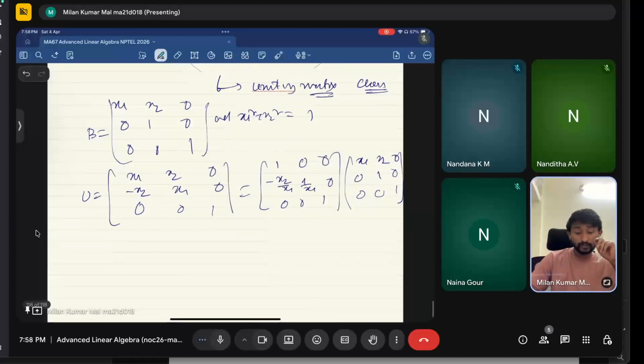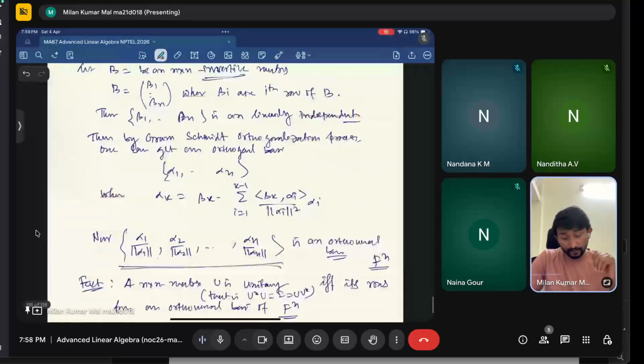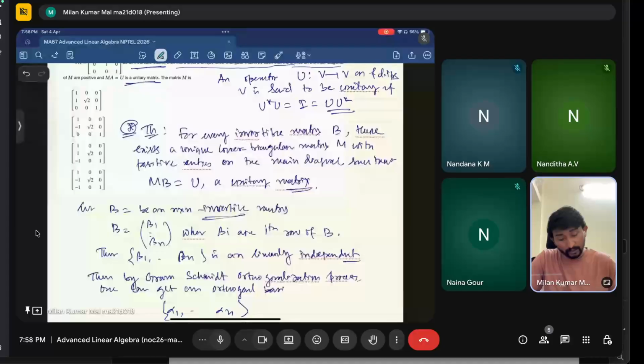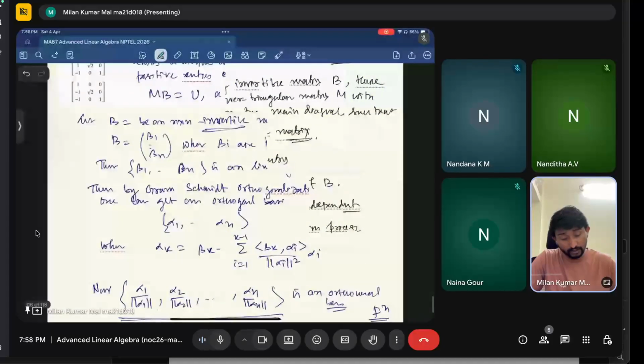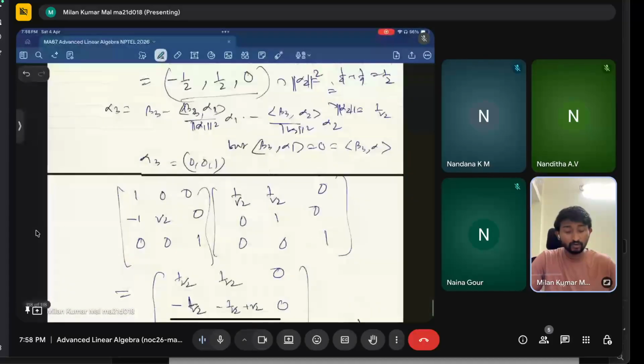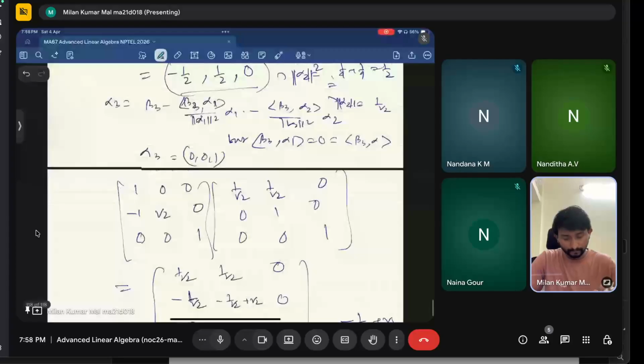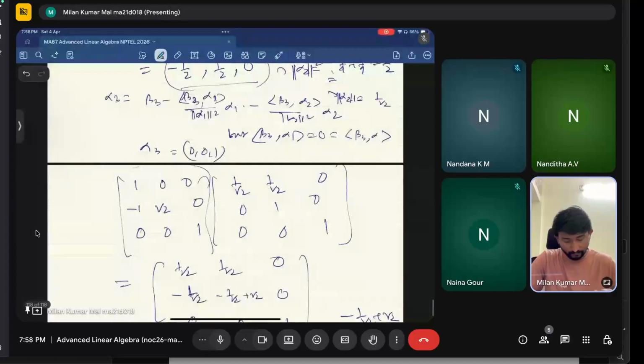So the question was to find the matrix M. In our case, the matrix M is 1, 0, 0; minus 1, root 2, 0; 0, 0, 1. This is the correct option, and all other options are automatically discarded.